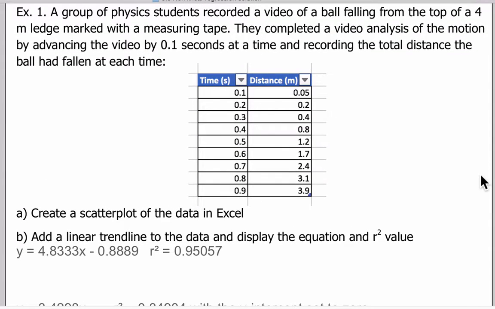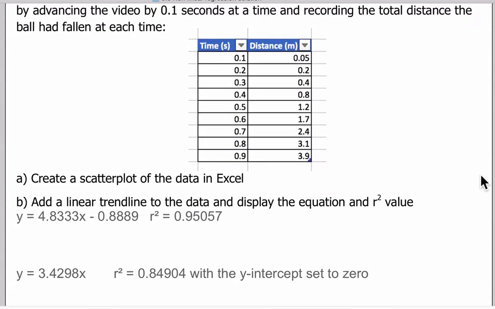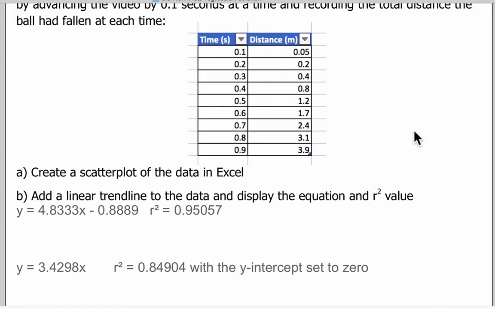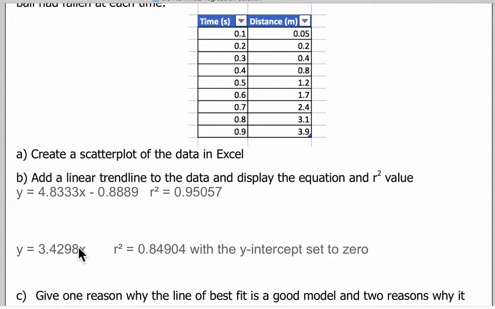Great. So we're going to take a look at what you got when you put these values into Excel and created a chart. Now, the linear trend line, if you didn't set the y-intercept to 0, came out with an r-squared value of 0.95057. So that means that the correlation coefficient would be the square root of that number. And the square root of 0.95057 is approximately equal to 0.975.